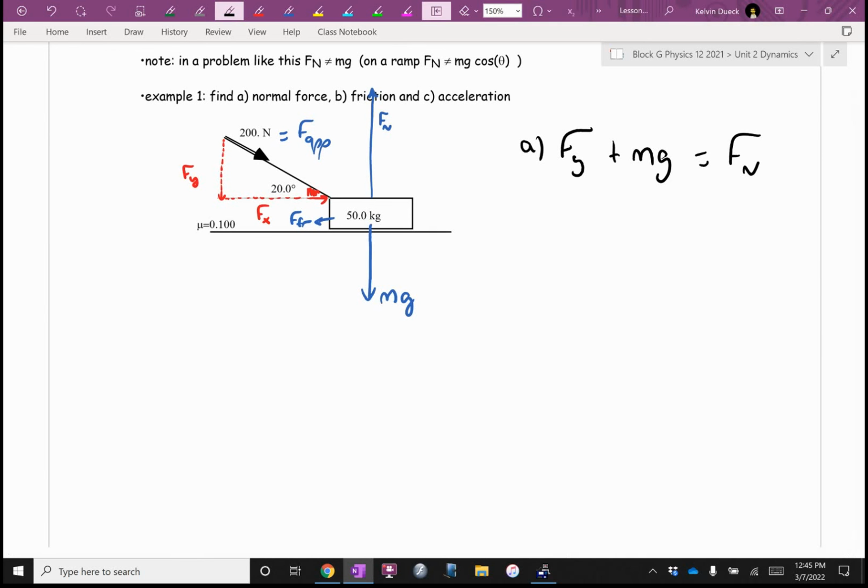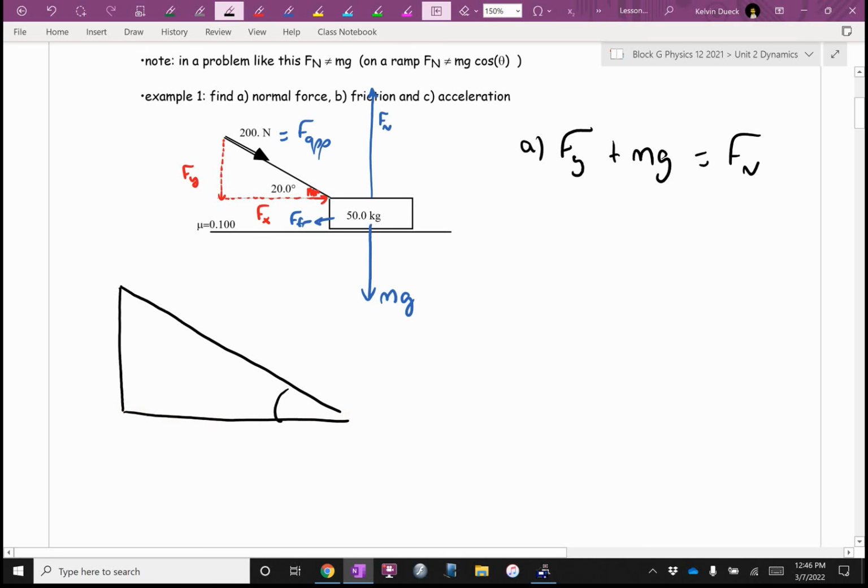I need to figure out Fy. I'm going to draw a bigger triangle here. You can if you want to, because I'm going to be doing some trig. So here's Fy. Here's 200, F applied. You know what? I'll label it F applied with no numbers just so that I can be generic. Fx.